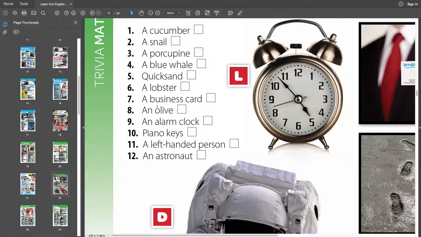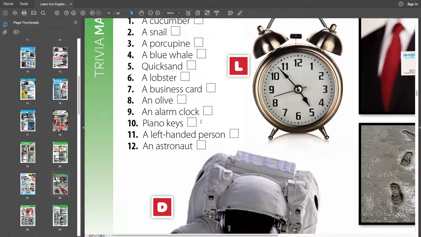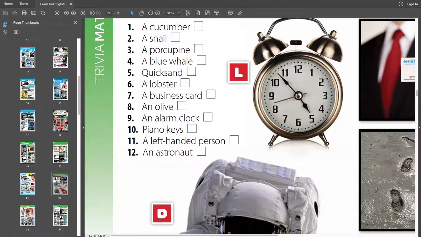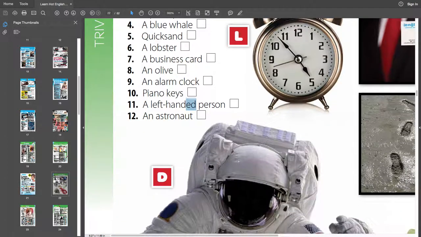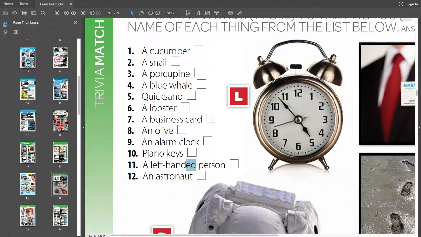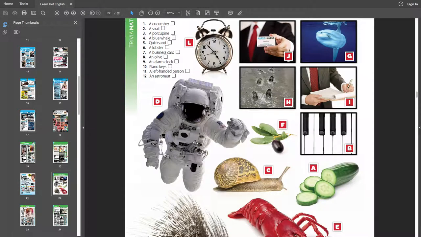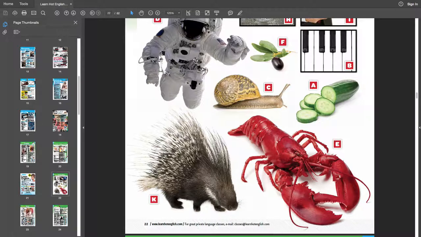Number eight, olive 就是橄榄。那如果大写的 O 呢，它也可以当一个人的名字，女生吧，Olive。Alarm clock 闹钟，piano keys 钢琴的按键。And left-handed person 这边有 ed 是形容词，就是左撇子。那右撇子的话就是 right-handed person, obviously. And the last one, astronaut, 就是太空人。OK, 那我再简单念一次单字：cucumber, snail, porcupine, blue whale, quicksand, lobster, business card, olive, alarm clock, piano keys, a left-handed person, an astronaut. OK, 希望你们有点帮助。好大龙虾哦！Alright, 下一页是 23.